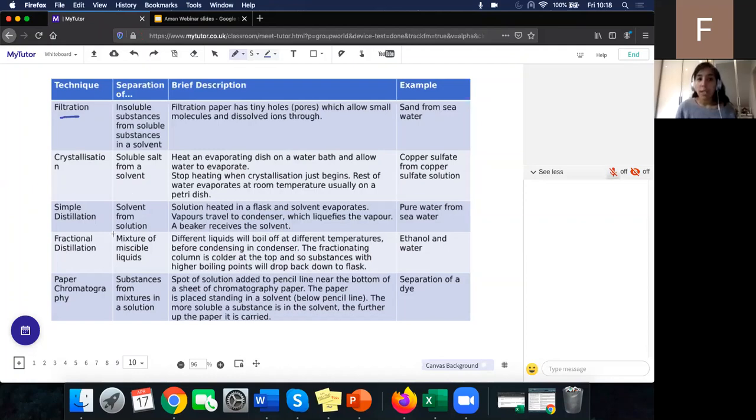Fractional distillation is about separating miscible liquids, which means they dissolve in one another. So things like ethanol and water and crude oil. Is fractional distillation part of organic chemistry? It is in terms of crude oil and cracking. Yes, someone's asking fractional distillation for crude oil, that's correct. Miscible means that they dissolve in each other.